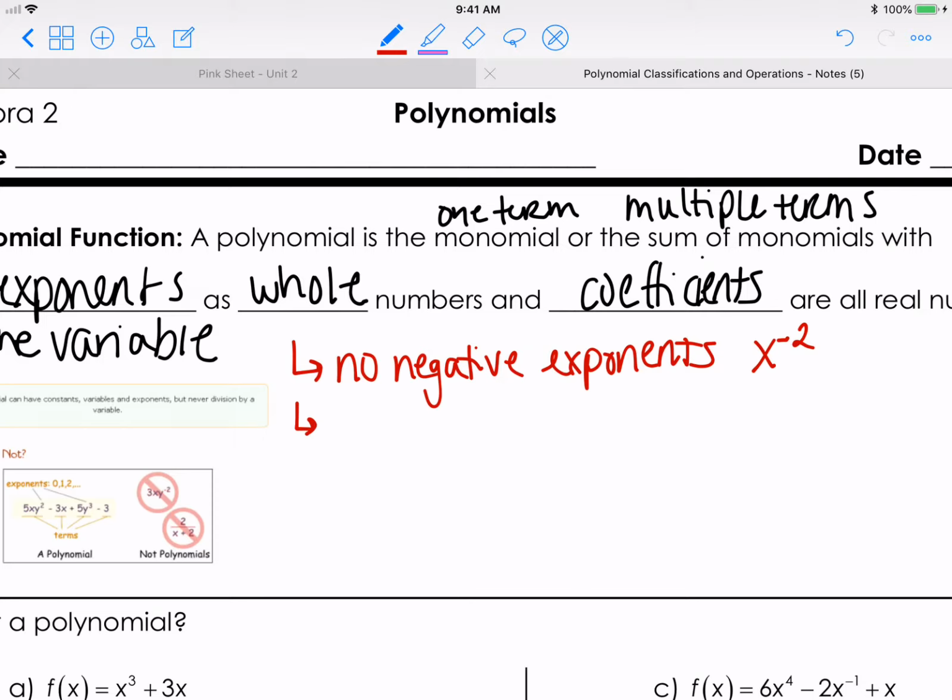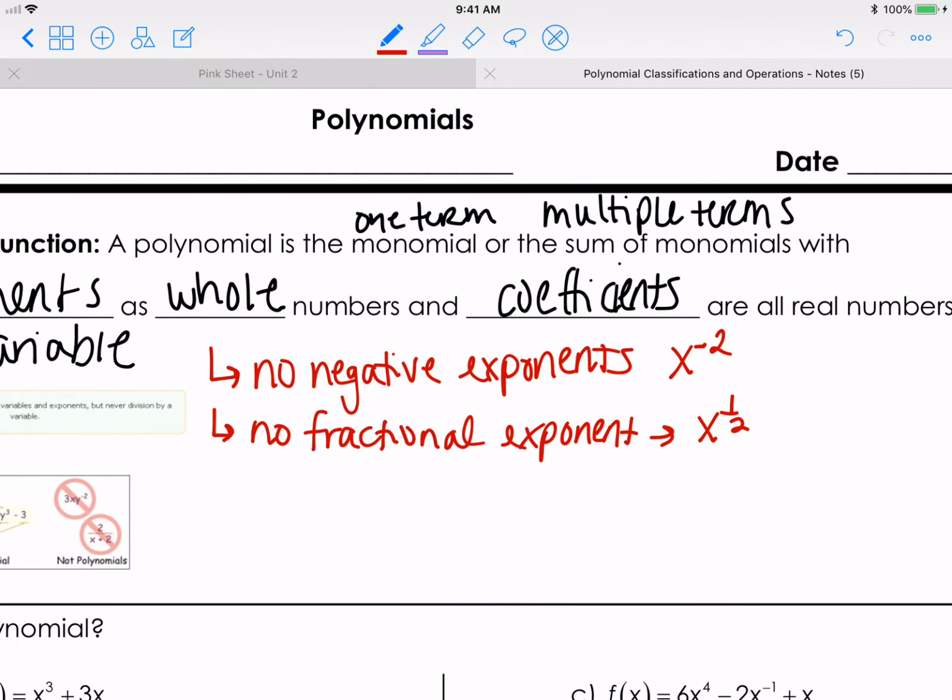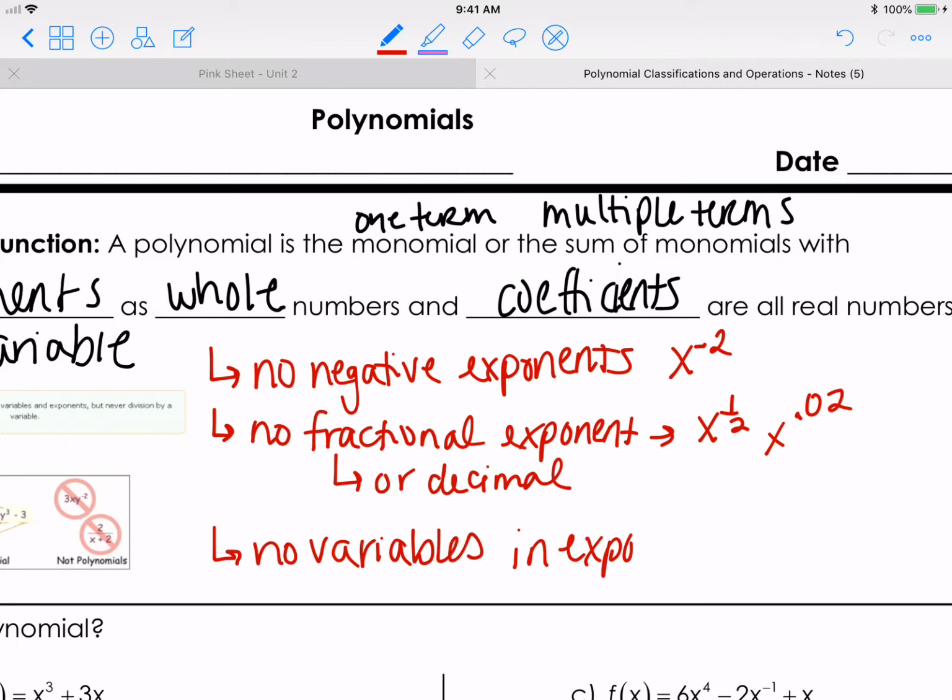Another stipulation is no fractional exponents. So that's like x to the 1/2, or even if it was like x to the 0.02, anything like that is not considered a polynomial. So we can say no fraction or decimal exponents. Another thing is there are no variables in exponents. So nothing like 4 to the x. Okay, so no negatives in exponents, no fraction or decimal exponents, and no variables in the exponents.